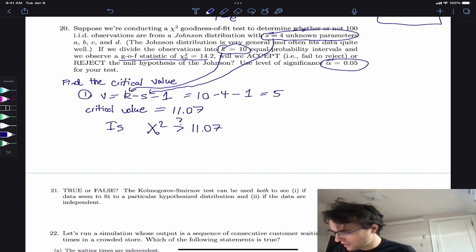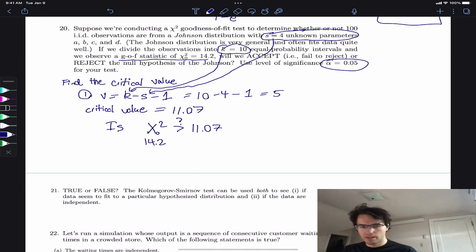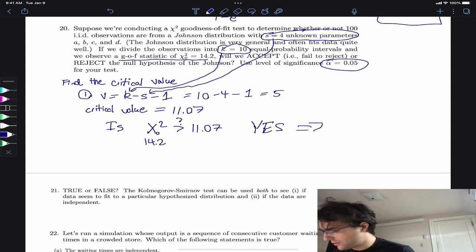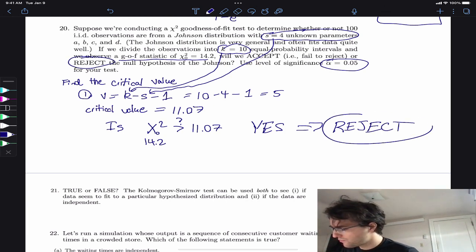And so we ask, is chi naught squared greater than our critical value of 11.07? What is chi naught squared? Well, that's 14.2, and it is, so yes, and therefore we reject the null hypothesis, and that's our answer.